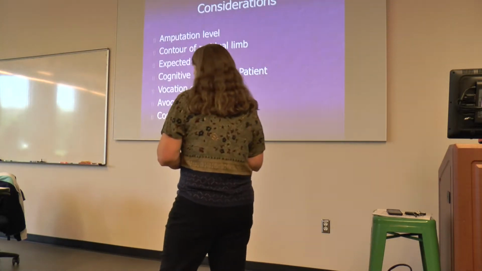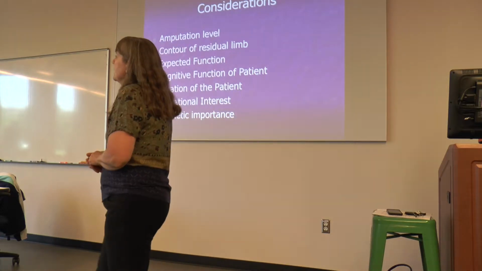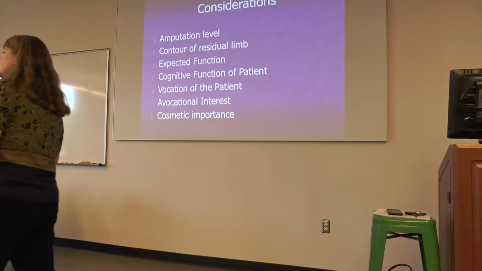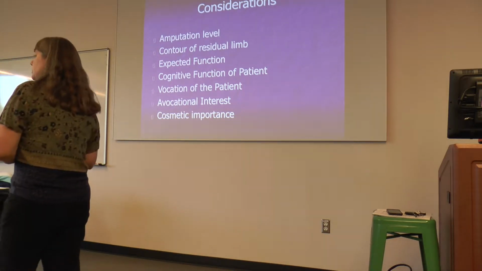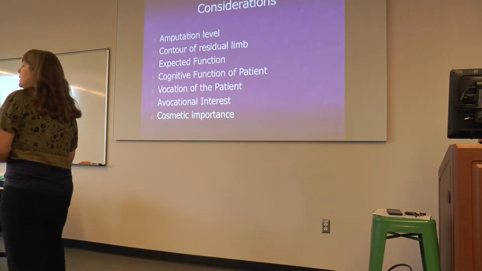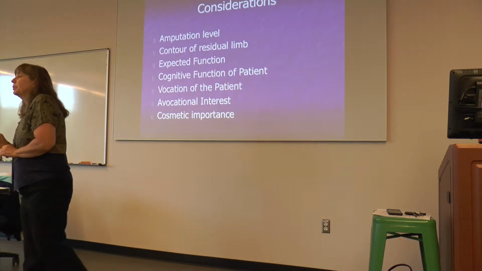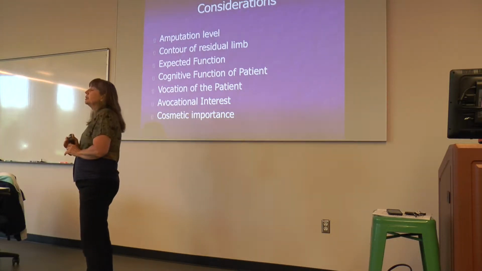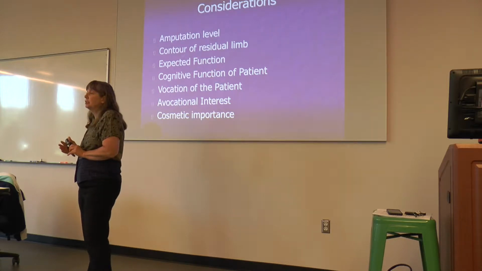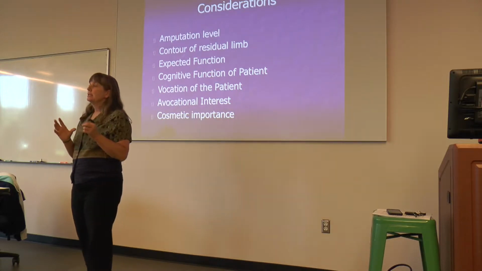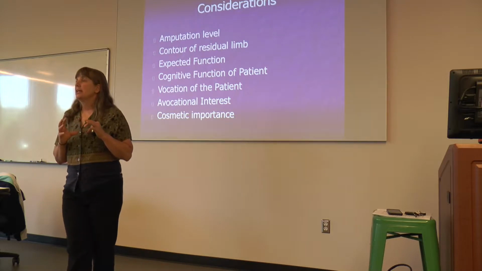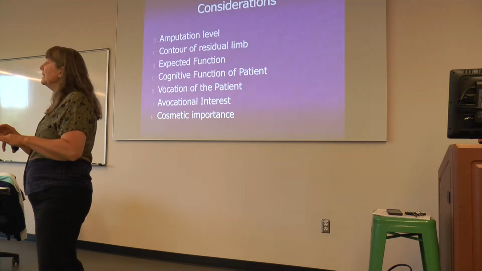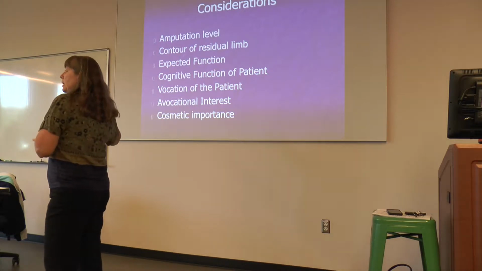So some considerations that they're looking for are the amputation level and the contour of the residual limb. In the upper extremity, that's very important because quite often, especially with longer residual limbs, they're going to use anatomical suspension, which means they're going to design the socket such that they lock on condyles or things to suspend it over some of the other suspensions.